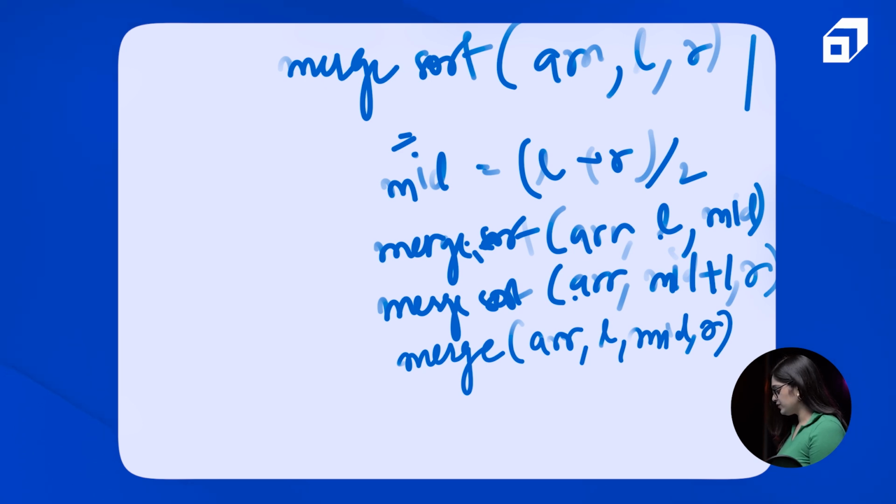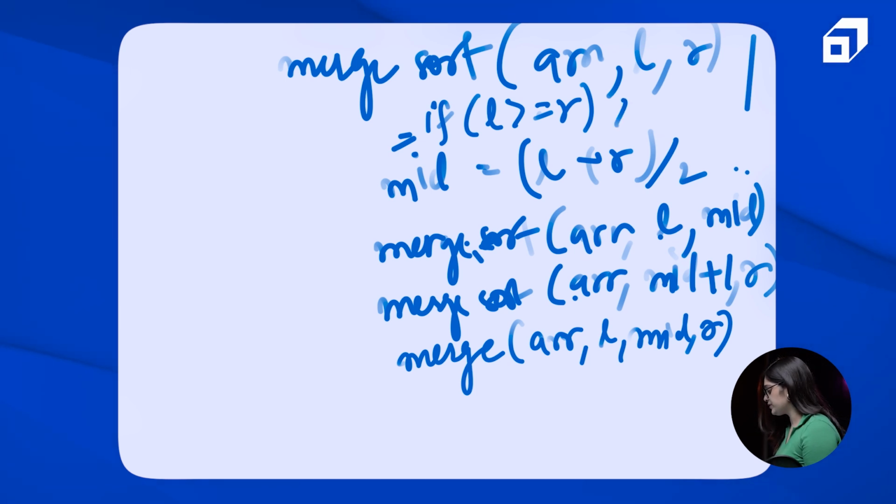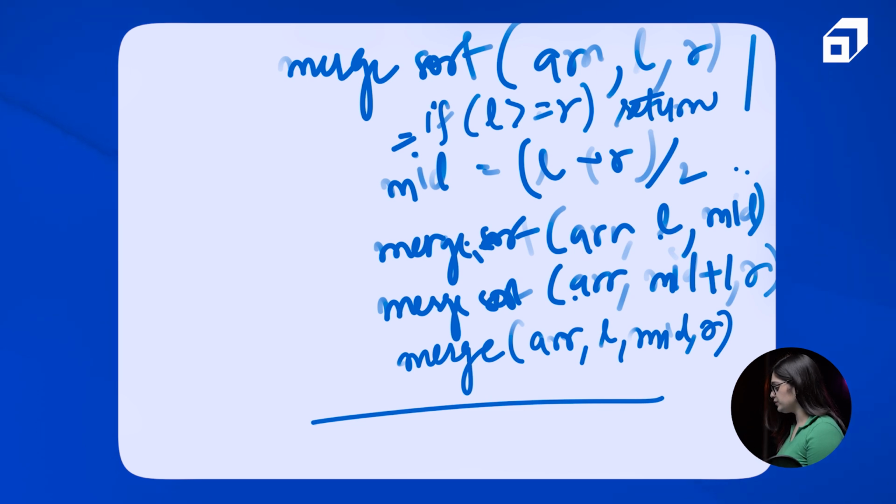So our base case for this recursive function would be if L is greater than or equal to R. This essentially highlights the case when we are left with just one element. In that case, we'll simply return because we don't need to do any processing on that part whenever we have one element left. So we'll simply return and start merging from there. So that's the pseudocode for the merge sort recursive function.